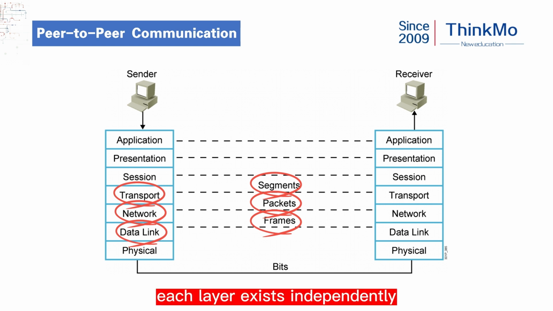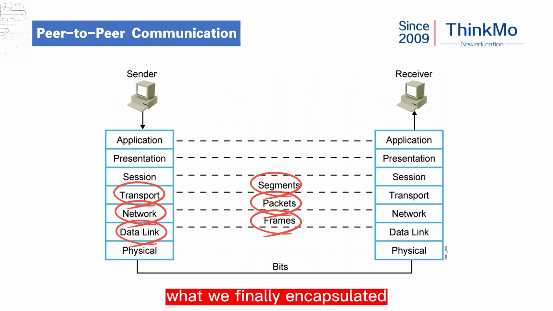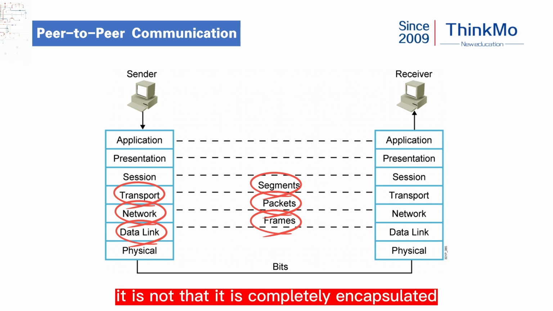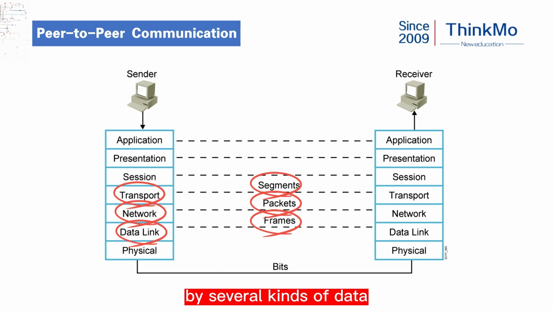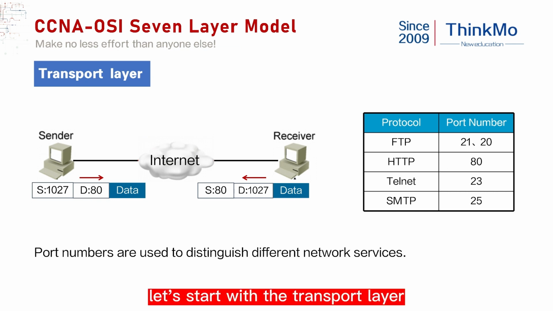Each layer exists independently. The headers of each layer exist independently, but they are ultimately packaged in one piece. What we finally encapsulate is a complete overall data frame, packaged together and added together, but they are really separate. Let's go down and start with the transport layer.